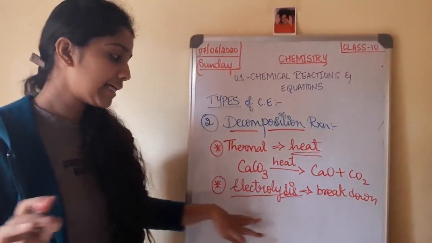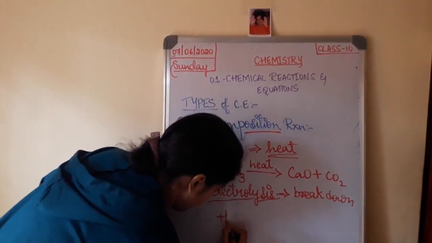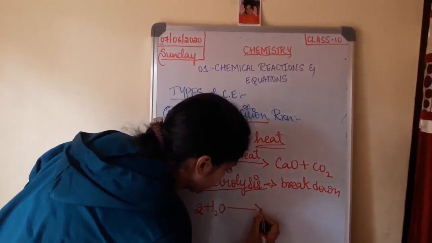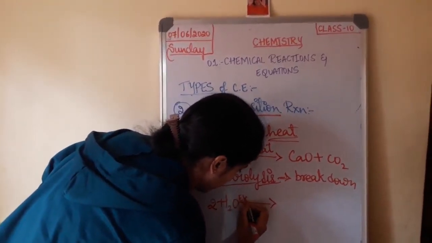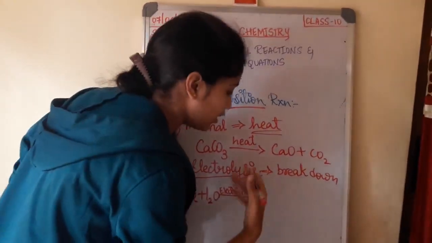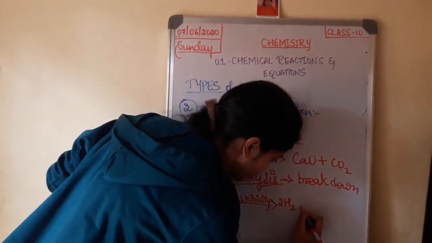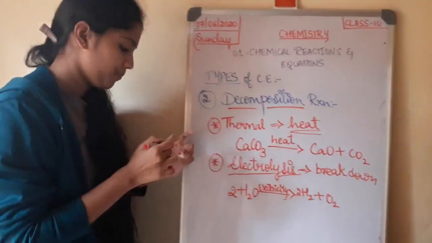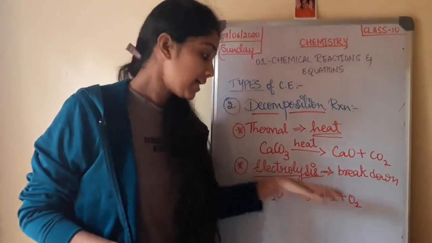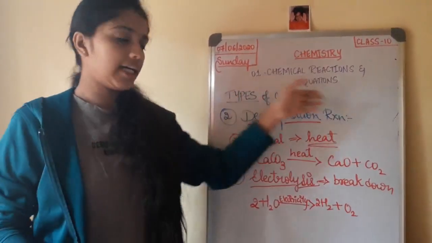Now an example for electrolytic decomposition reaction or electrolysis is water. A water molecule in presence of electricity breaks down into two simpler byproducts, that is 2H2 plus O2. A single compound breaks down into two simpler products in presence of electricity, and this is what we call electrolysis or electrolytic decomposition reaction.